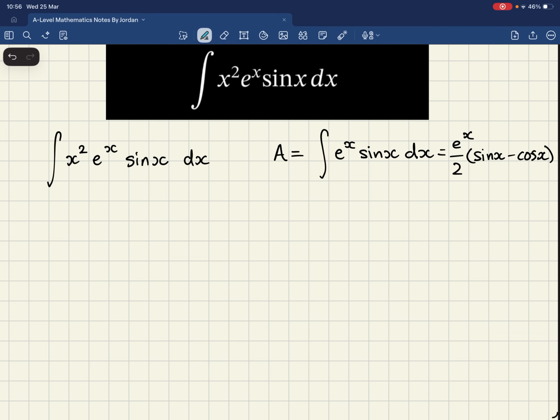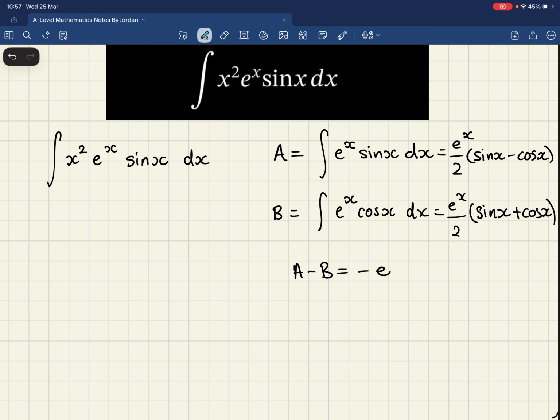Okay, I'm not going to write the plus c's. And B is the integral of e to the x cos x, which is very similar. So these two will be used to simplify a lot of the integration today. Okay, so there's A and B. What you should notice is if you do A take away B, that will leave you with minus e to the x cos x, which is a useful result I'll use later.